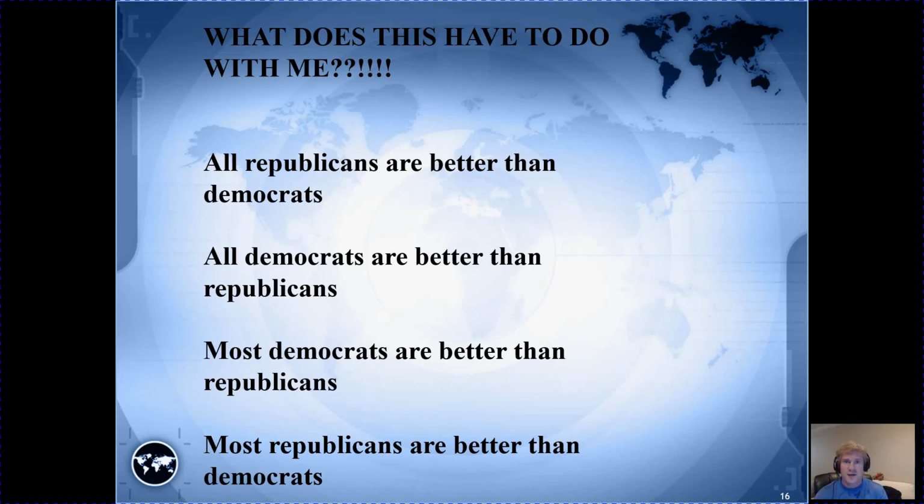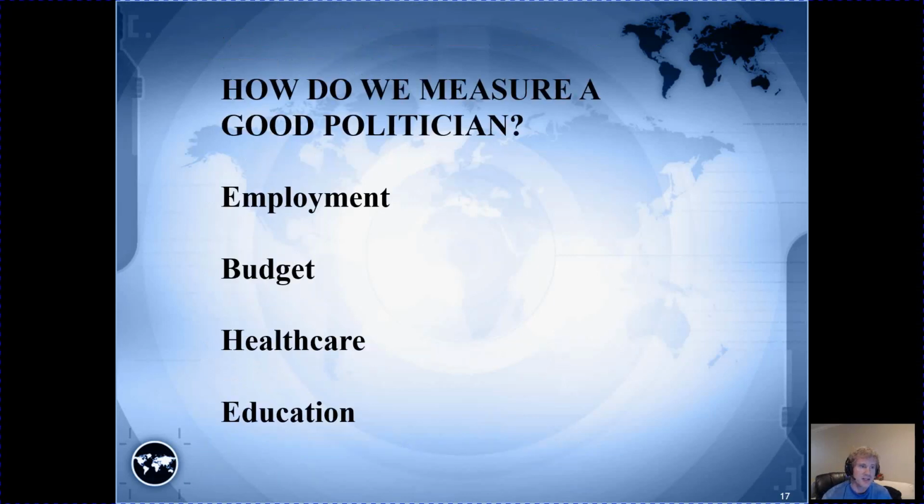So, what does this have to do with you? It has to do with you becoming a critical thinker. Am I doing universal thinking? Am I putting a blanket statement over everything and everyone versus particulars? You could say some Democrats are better than Republicans, or some Republicans are better than Democrats. And then you have to get into, how do we measure a good politician?